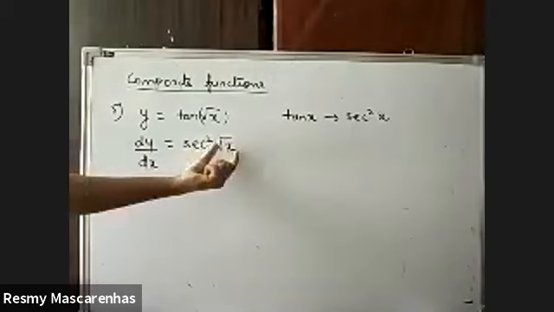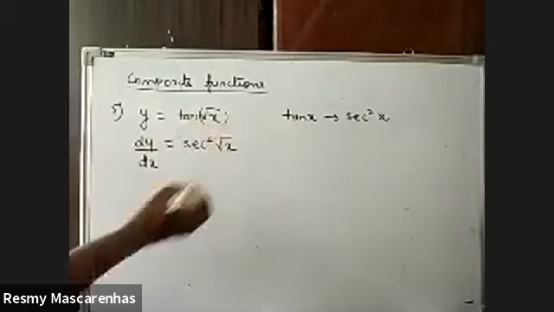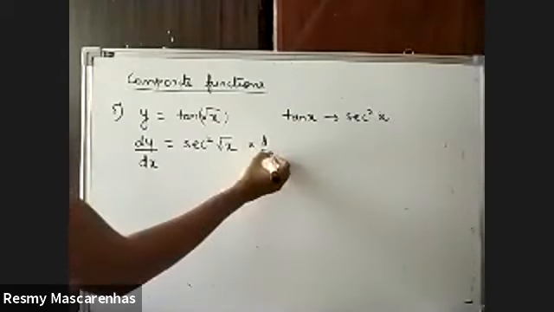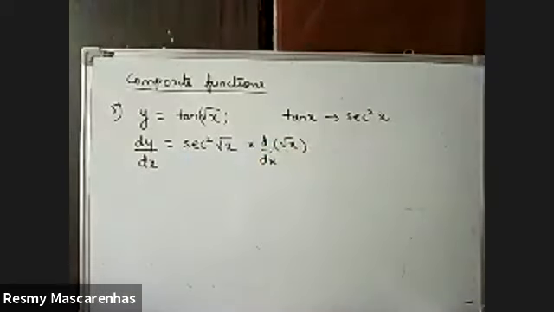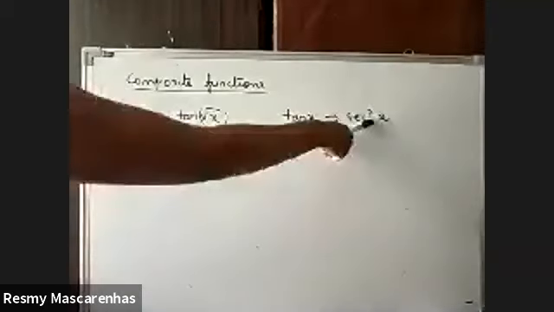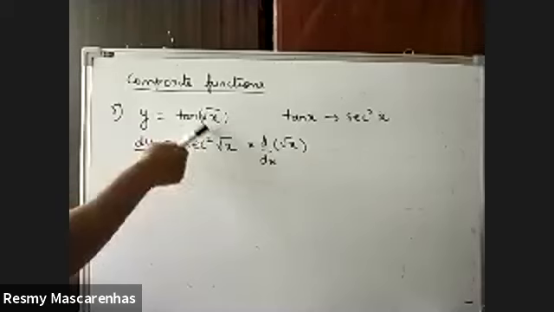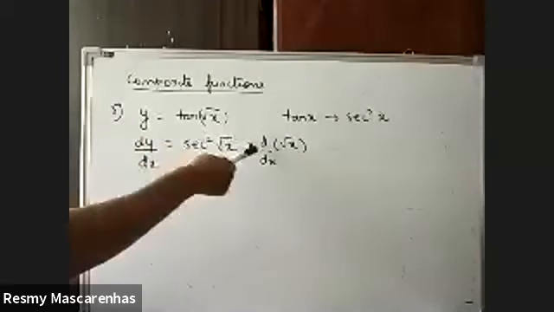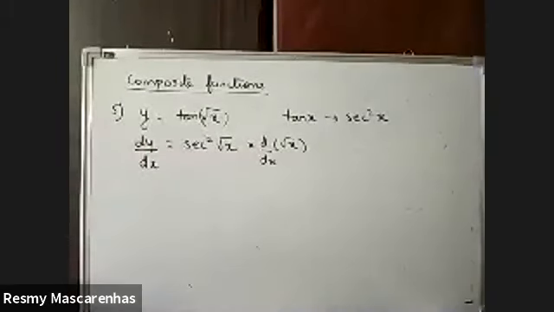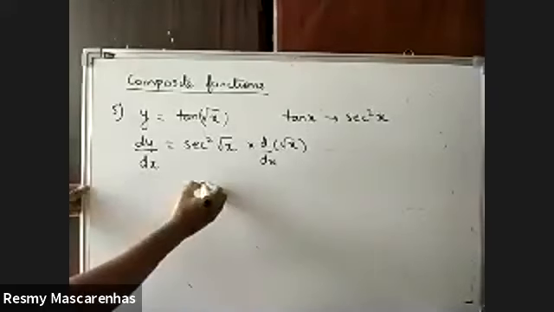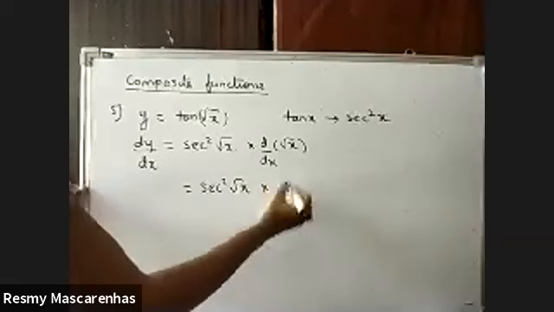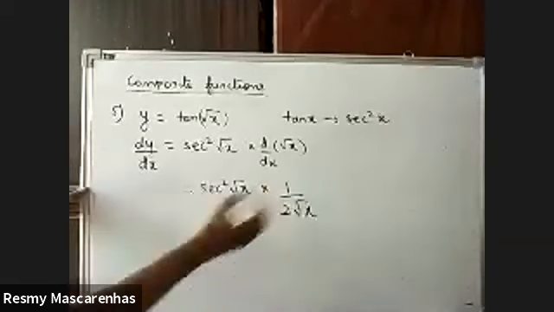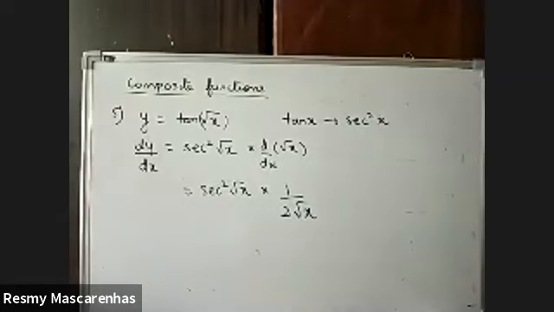But this is not a plain x. This and this is not the same. That's why you have to take an extra derivative of root x. Okay, if it was simple tan of x, then the answer would have been this. But it is not a simple x, it is root of x. That's why the extra derivative of root x. So that will be sec square root x into the derivative of root x, which is 1 upon 2 root x.